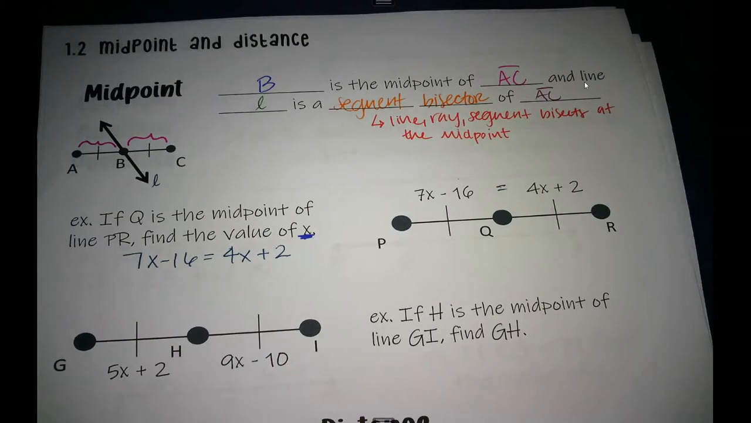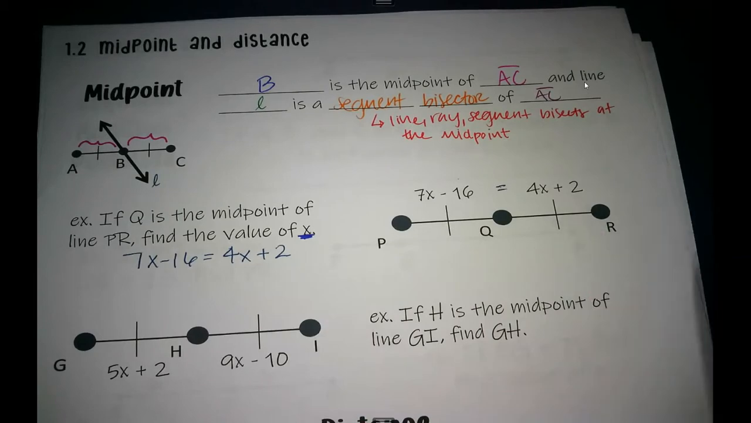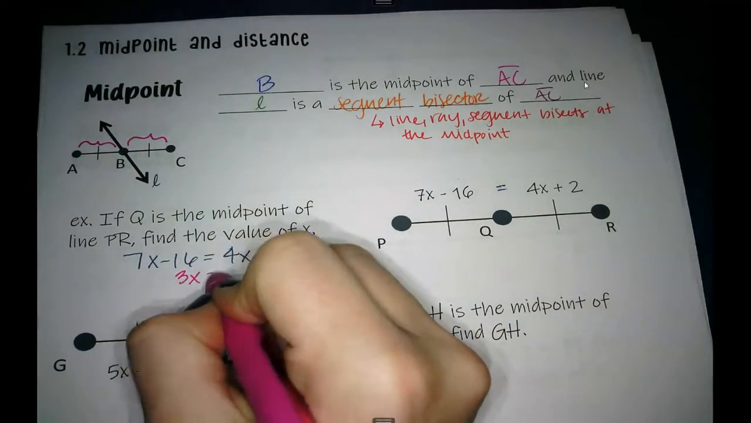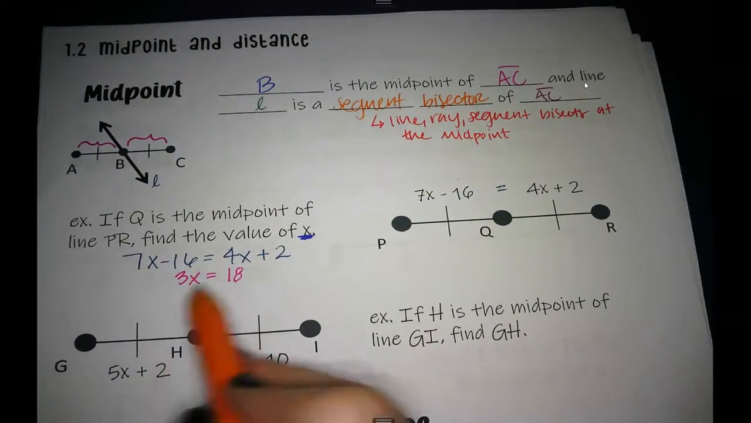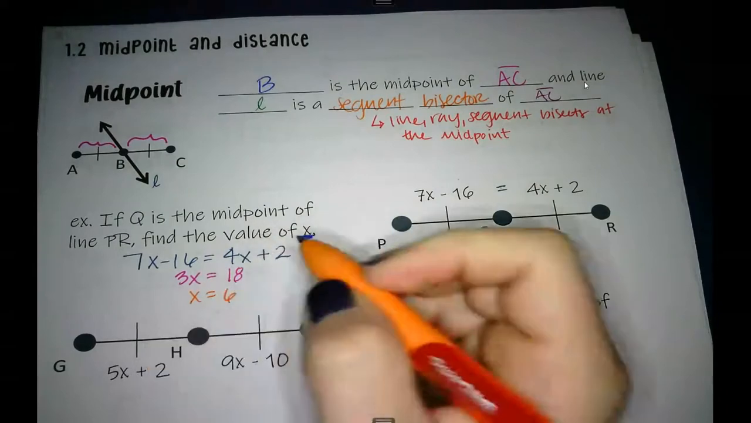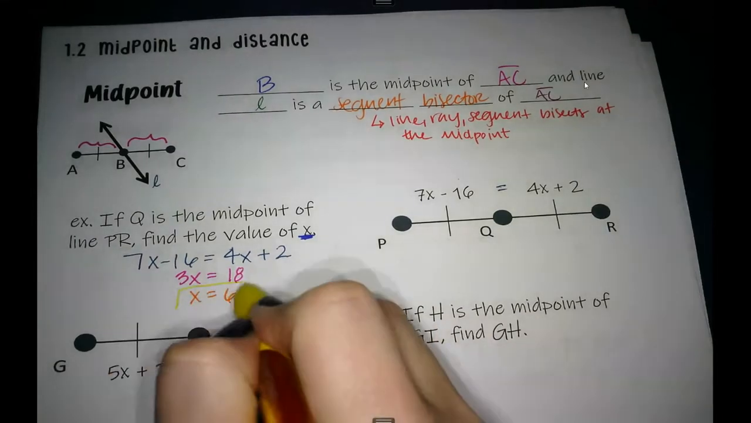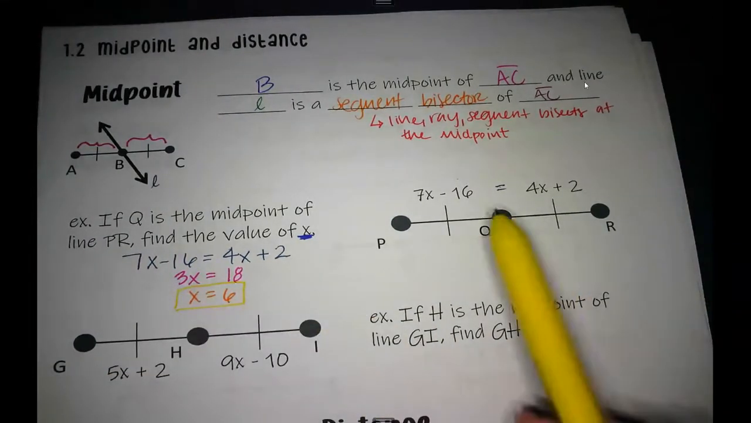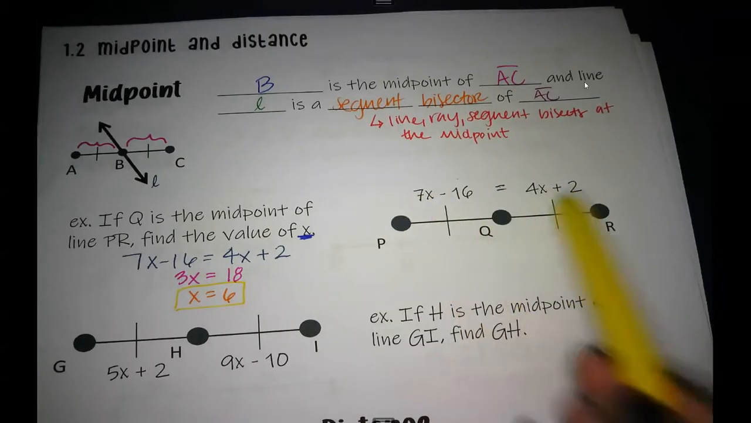So we set up our equation. This side equals this side. And then I solve for X. I'm trying to get X on one side by itself. So I move my X's over and I move my constants over. So then I've got 3x equals 18. And then I divide out my 3 to get x by itself. So x equals 6. The problem asks to just solve for x. So x equals 6. So in this problem, this number right here is 6.